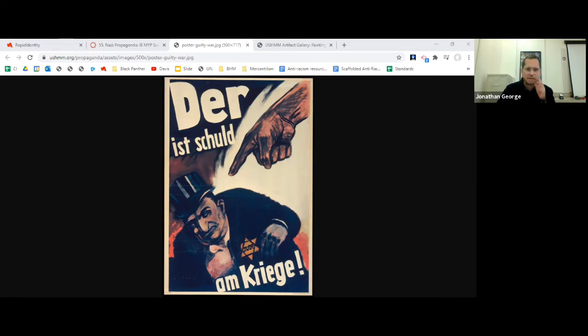All right, so that basically says he is guilty of the war. He is guilty for the war. So that's what you could put as the caption. That's what it means. In German it says he is guilty for the war. Use that to help you interpret and go through the tacos organizer for poster number 2.